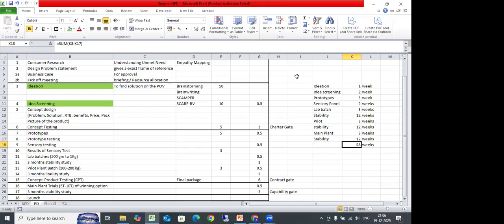Okay, so now when we complete the last, after main plant stabilization, do we need to apply for the FSSI based on those parameters? That you have to do parallelly, na. Okay. FSSI has to be done parallelly. Okay. So 13 months, 1 year.